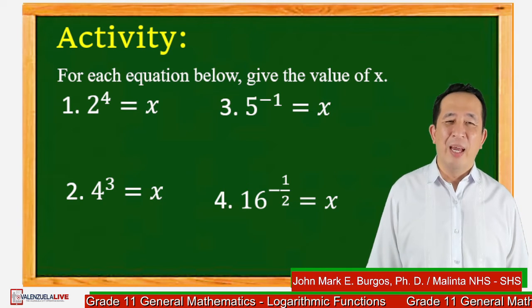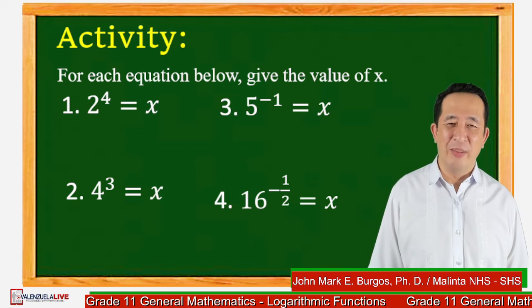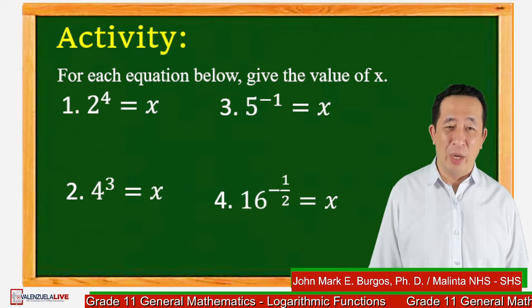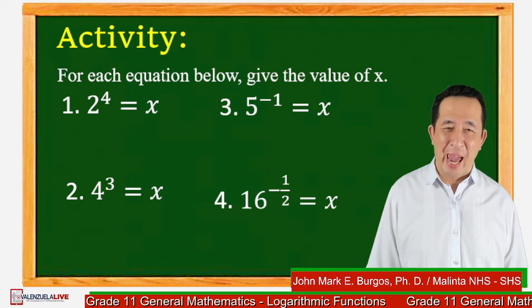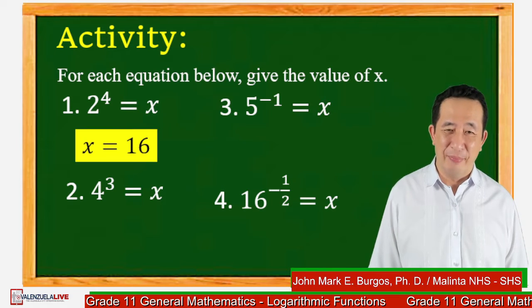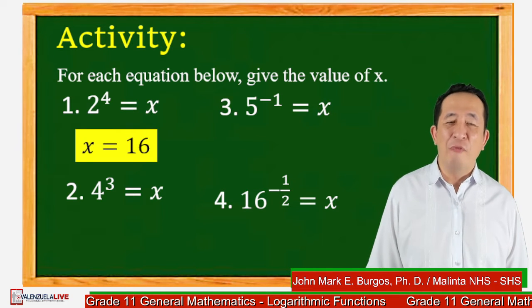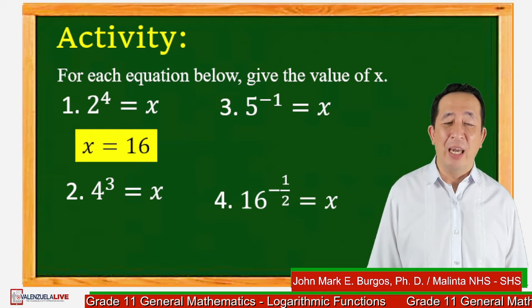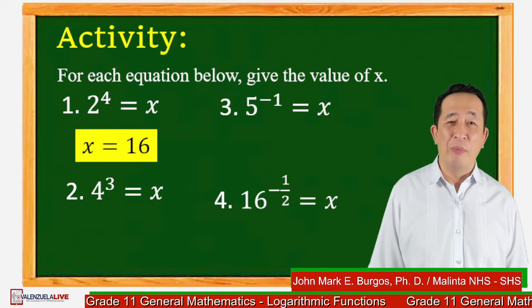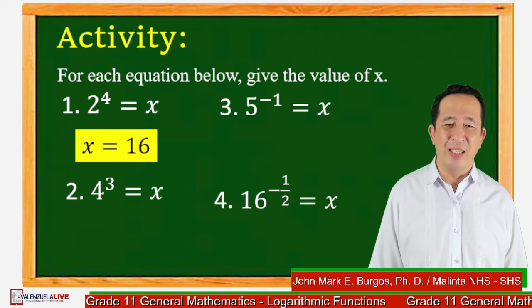Time is up. Let us answer the following questions. In the first question, we have 2 raised to the power of 4 is equal to x. The answer is x is equal to 16. Number 2, 4 raised to the power of 3 is equal to x. To solve the problem, x is equal to 64.